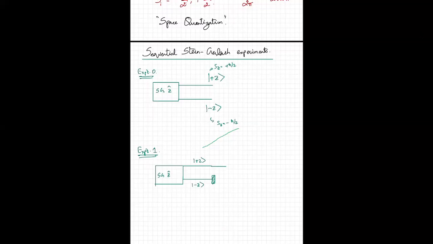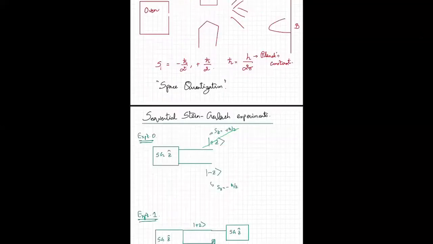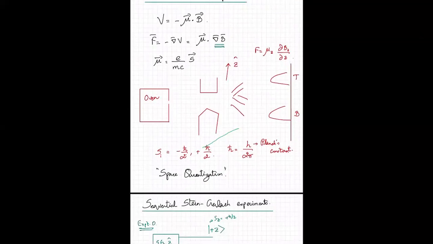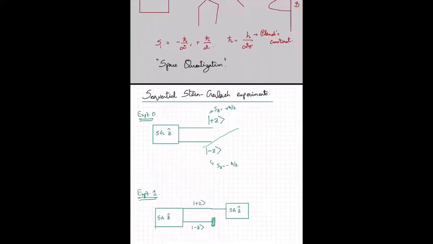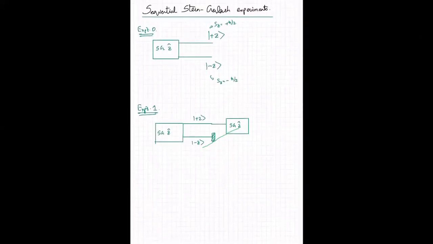The plus Z beam I am going to put through another Stern-Gerlach experiment in the z direction. What am I doing? I'm blocking out the beam that has Sz value minus ħ/2, and I'm only looking at the beam with the Sz value plus ħ/2. Along this beam, I'm introducing another Stern-Gerlach experiment in the z direction, which means I'm again introducing an inhomogeneous magnetic field along the z direction, and I'm putting a screen and trying to see what I get. Now, somewhat not surprisingly, what you actually get is exactly what you put in.